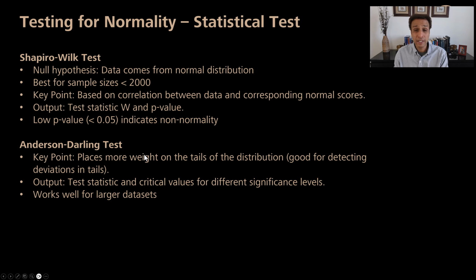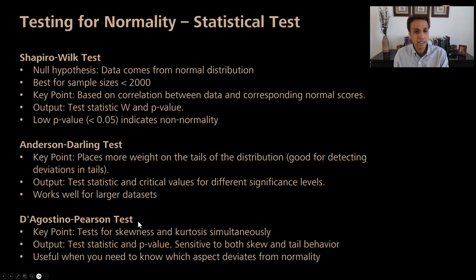And the next test is the Anderson-Darling test. Here it places more weight on the tails of these distributions. So if you are trying to detect deviations in the tails, basically how a data set differs from normality, this can be a good test. And again, it outputs a test statistic, and instead of a p-value, it outputs critical values at different significance levels. We'll see this once we jump into the code, and it does work well for large data sets.